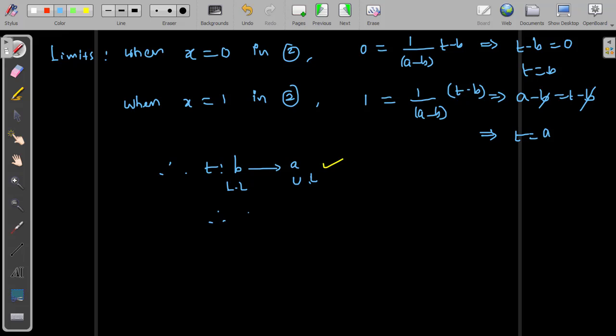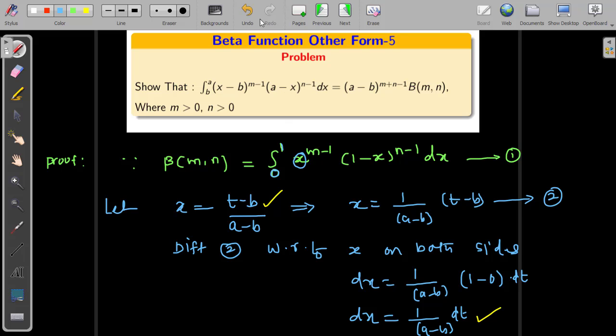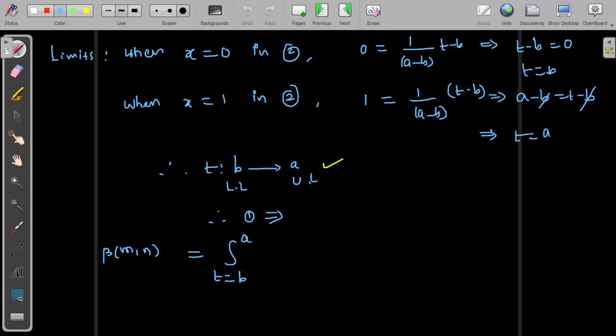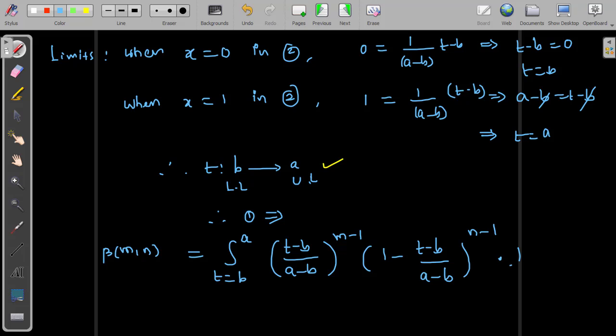Equation 1 implies, so LHS of equation 1, beta of m comma n, which is equal to, right side is the integral. We have t limits, these are t from b to a. Okay, we have x is there. X means we have to write (t minus b) by (a minus b) power m minus 1, which is multiplied by 1 minus x. 1 minus x means 1 minus (t minus b) by (a minus b), whole to the power of n minus 1, dx. Dx means 1 by (a minus b) times dt.